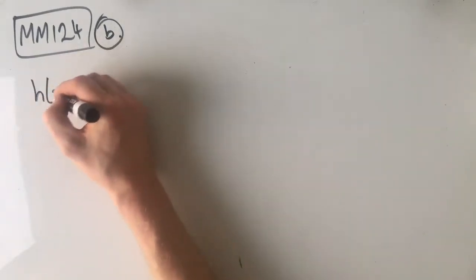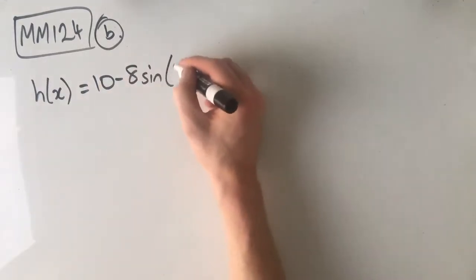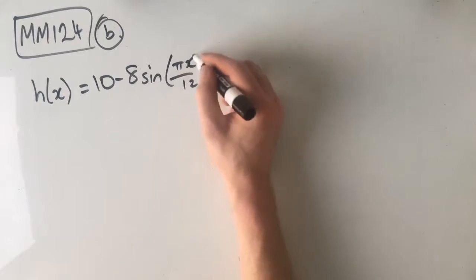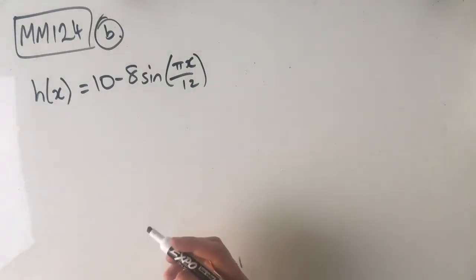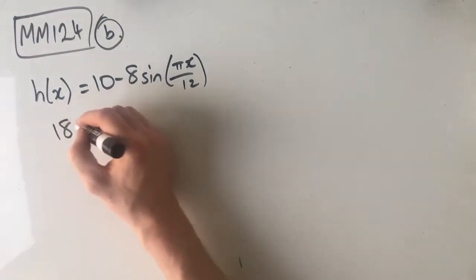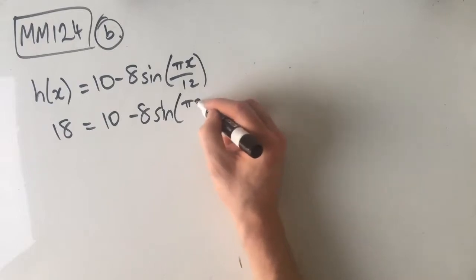So we know that h of x is equal to 10 minus 8 sine of pi x on 12. And at its maximum height, the height is equal to 18, as it tells us in the question, which means that 18 is equal to 10 minus 8 sine pi x on 12.